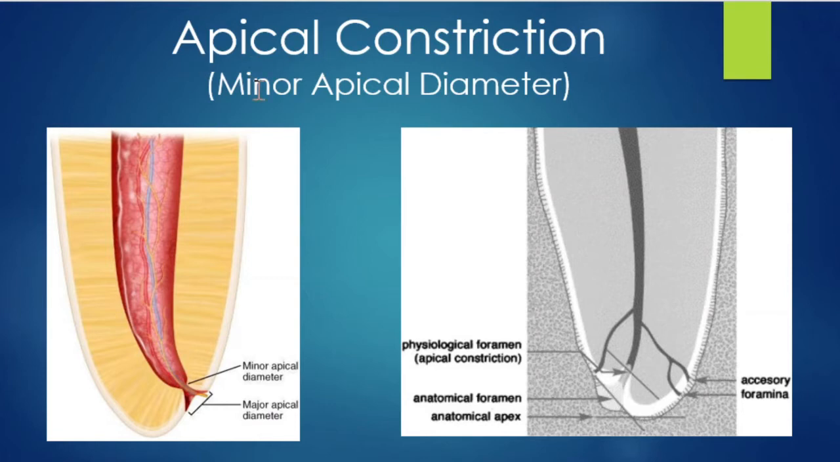So let me start with the first part, which is the apical constriction or the minor apical diameter. The apical constriction is the part of the root canal with the smallest diameter here. We should always try to conserve this part of the root canal. It is the reference point for apical termination, and usually the distance between the apical foramen and the apical constriction is about 0.5 millimeter to 1.5 millimeter.